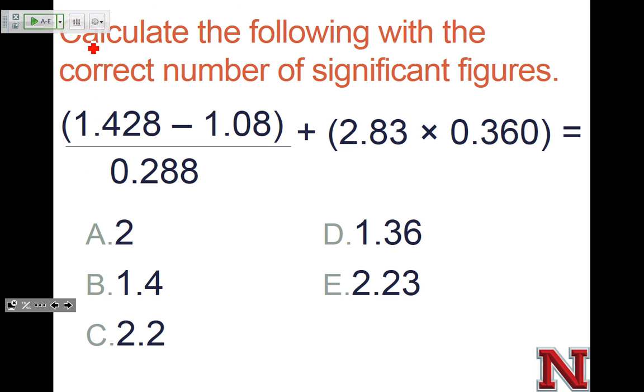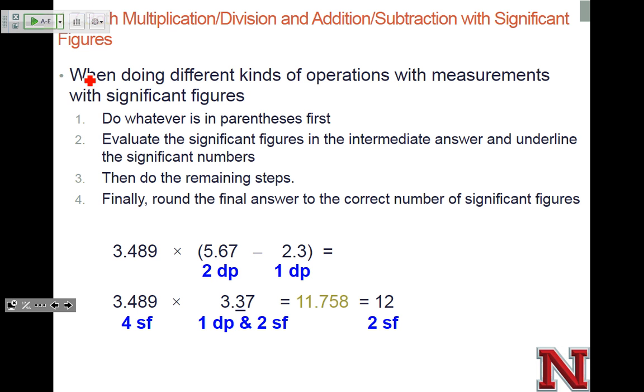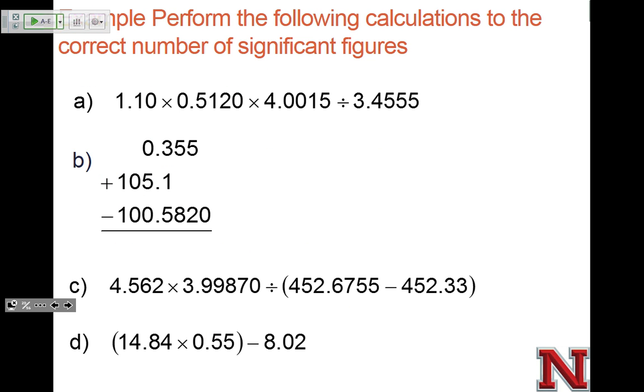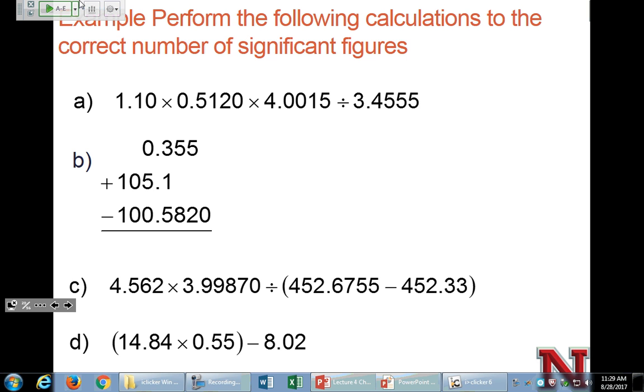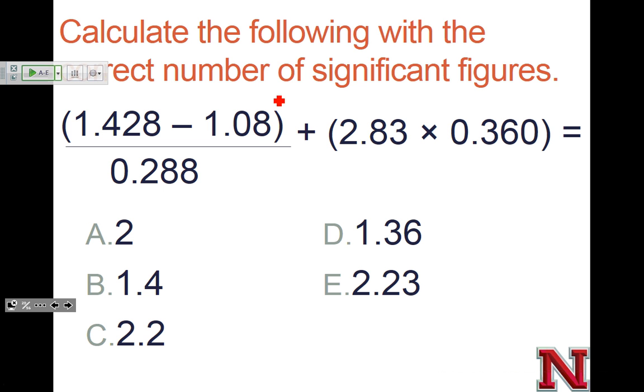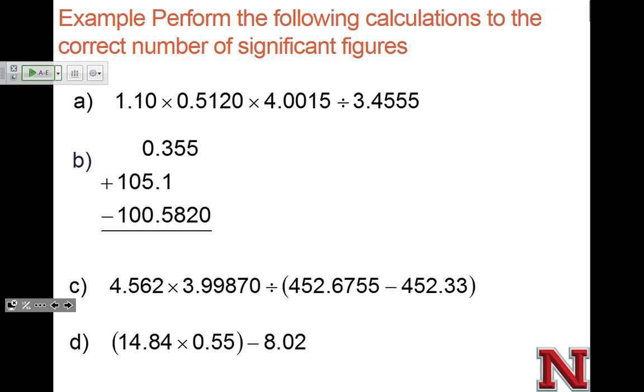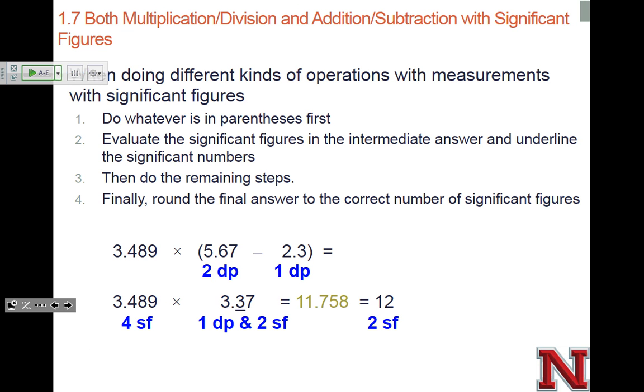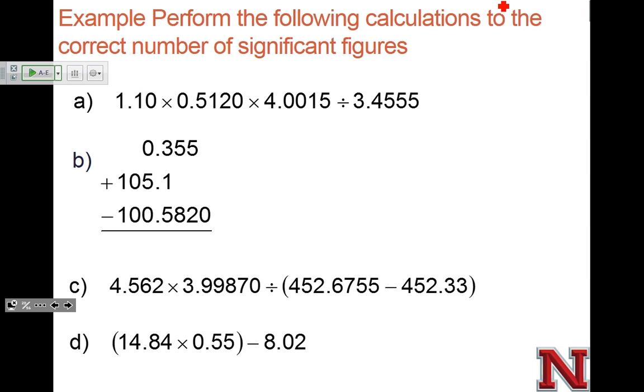Oh, sorry, I don't know why. So let's look at some examples for this. Looking at these examples, I don't know what's going on with my clicker. Just be patient with the calculations.